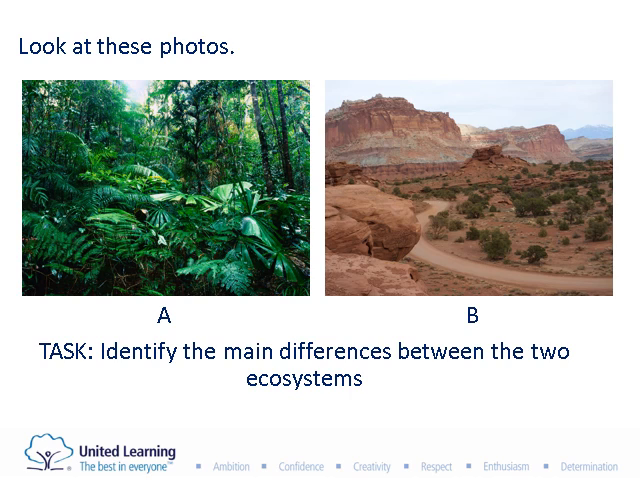Firstly, if we look at these 2 photos, this is not in your booklet, but what I'd like you to do is just identify the main differences between these two ecosystems. For example, one of them is likely to have a lot of rain, the other one isn't. So identify as many main differences between those two ecosystems as you can. Pause it for as long as you need to make a list.